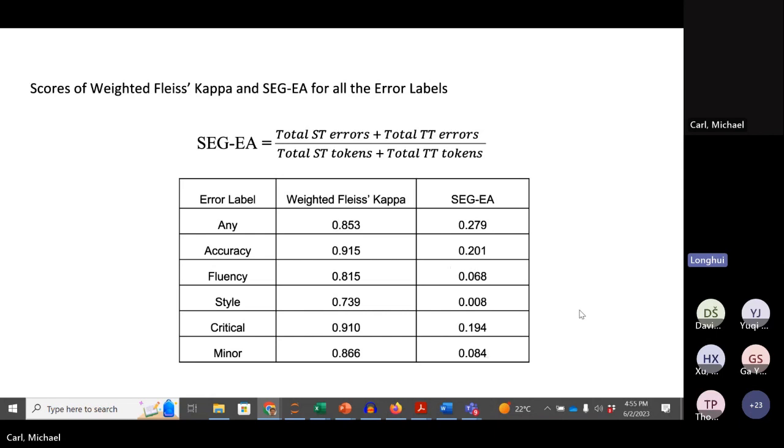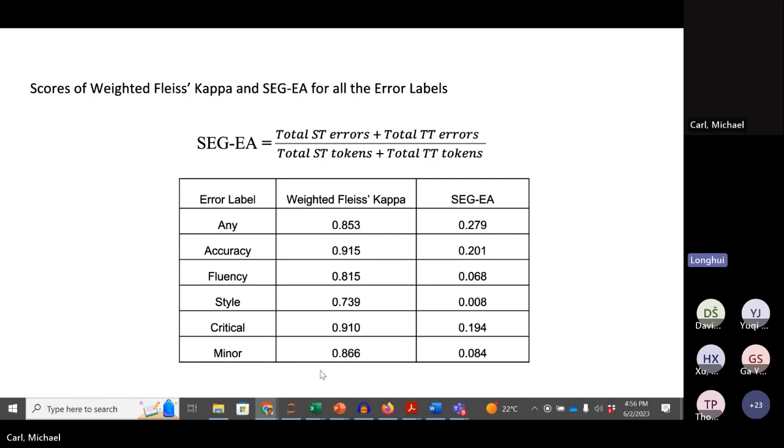And we also calculate the weighted Fleiss kappa for the inter-rater agreement, because as we can see from the last slide, among all the three annotators on the token-wise level, they disagree with each other a lot. But on the segment level, as we counted here, we see a very high agreement among all the three annotators on most of the error types. For example, we get almost 0.915 on the accuracy error, and similar percentage for the critical error.